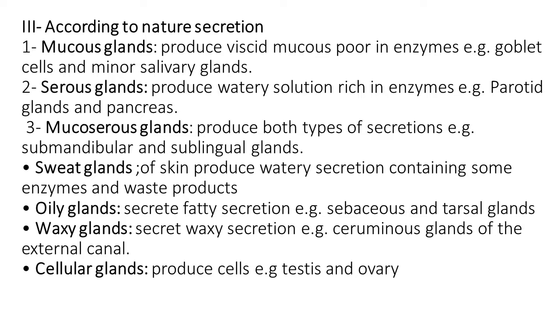Sweat glands of the skin produce watery secretions containing some enzymes and waste products. Oily glands secrete fatty secretions, like sebaceous glands. Waxy glands secrete waxy secretions, like ceruminous glands of the external ear canal. Cellular glands produce cells, like the testes and ovaries.